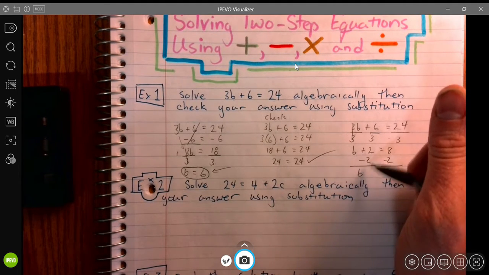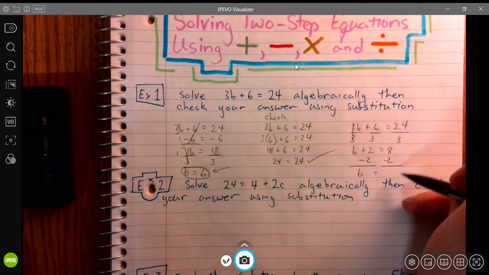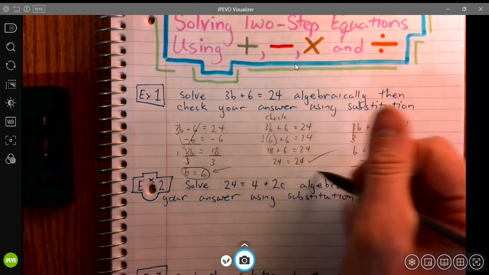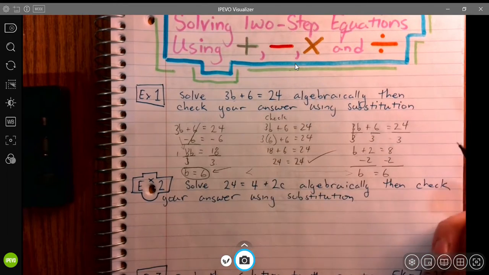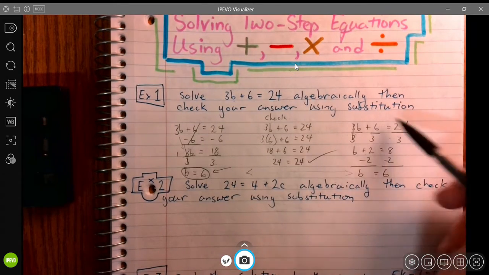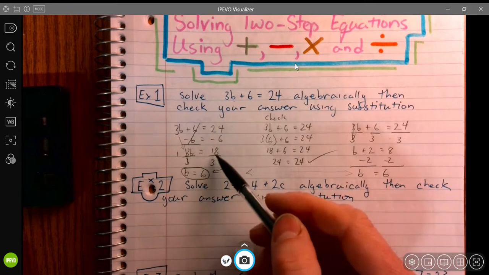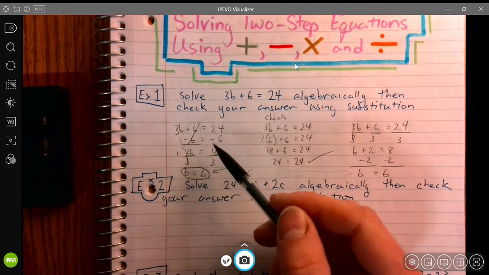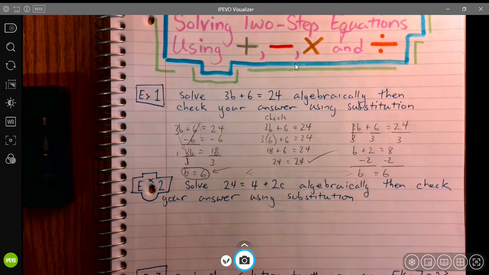2 minus 2 is 0. Carry down the b. 8 minus 2 is 6. So are these the same answer? Yes, they are the same answer. This, I feel, is just a little bit more of a complicated method, which is why I like getting rid of that term that's unattached to a variable first.